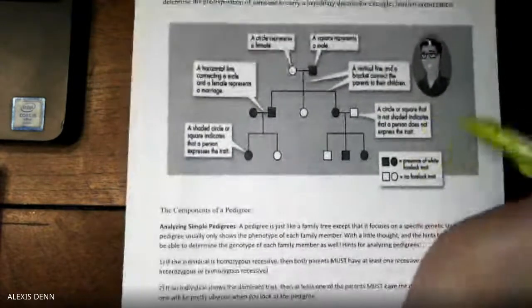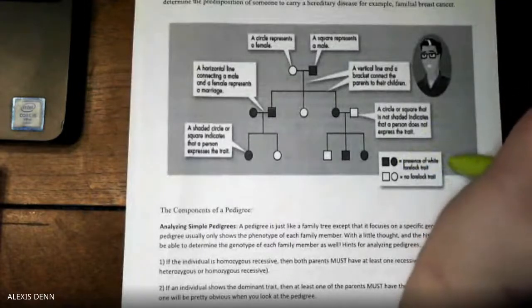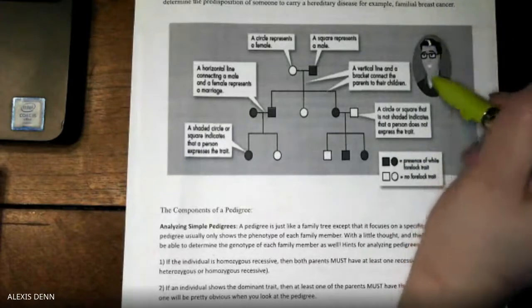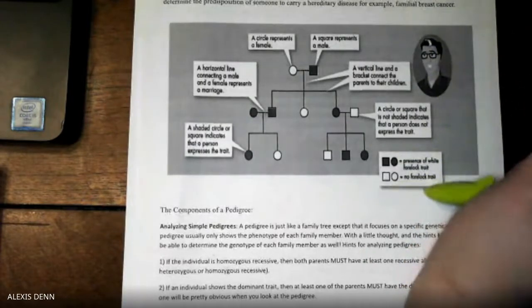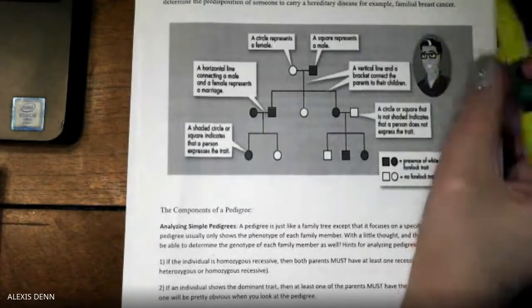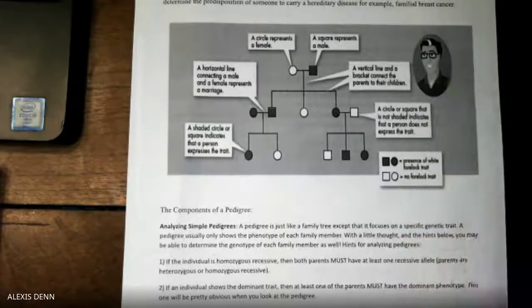And then here you have your key. Circles and squares shaded in indicate presence of the white forelock trait in this pedigree, and not shaded in, squares and circles, indicate no forelock trait. That's a white stripe in the hair at the front of the head. Components of a pedigree.